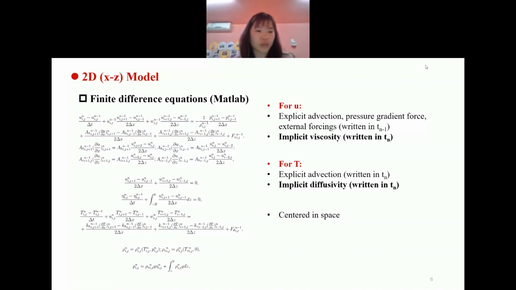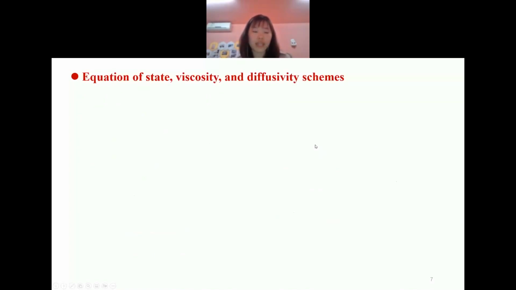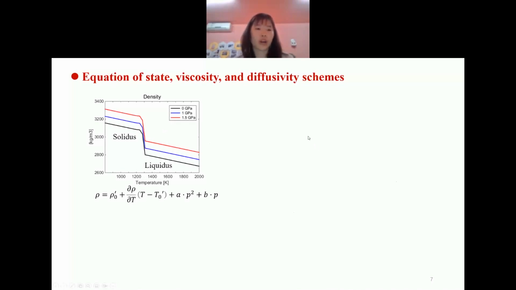One thing to note is that for numerical stability, the viscosity terms in the zonal momentum equation and the diffusivity terms in the temperature equation are solved implicitly rather than explicitly, especially considering the large value and large variation of viscosity. So here I will explain the three important schemes to simulate magma ocean depth.